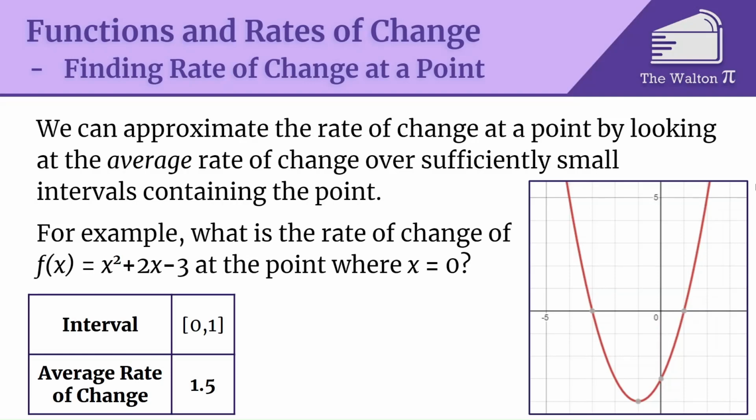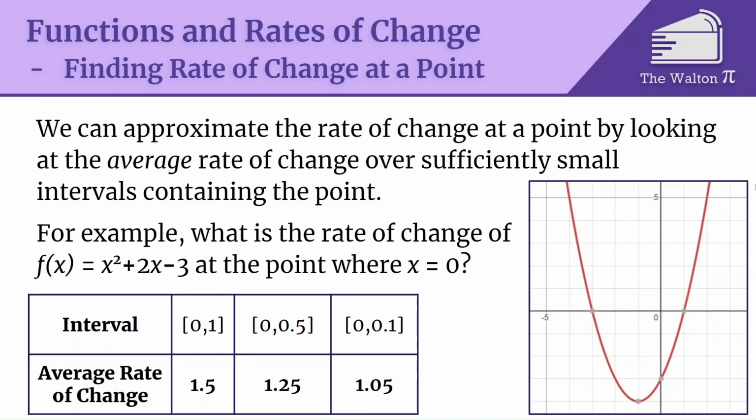Here, the average rate of change is 1.5. But then from 0 to 0.5, it's 1.25. 0 to 0.1, it's 1.05. 0 to 0.01, it's 1.005. And so in all of these cases, it's getting closer and closer to 1. So that means the rate of change of f of x at the point x equals 0 is probably 1. Right now, that's about as good as you can do.